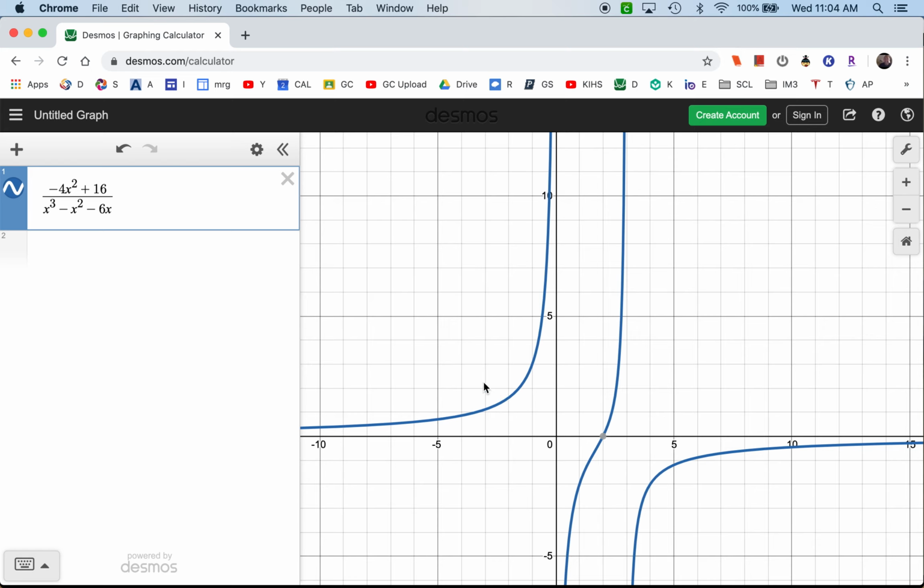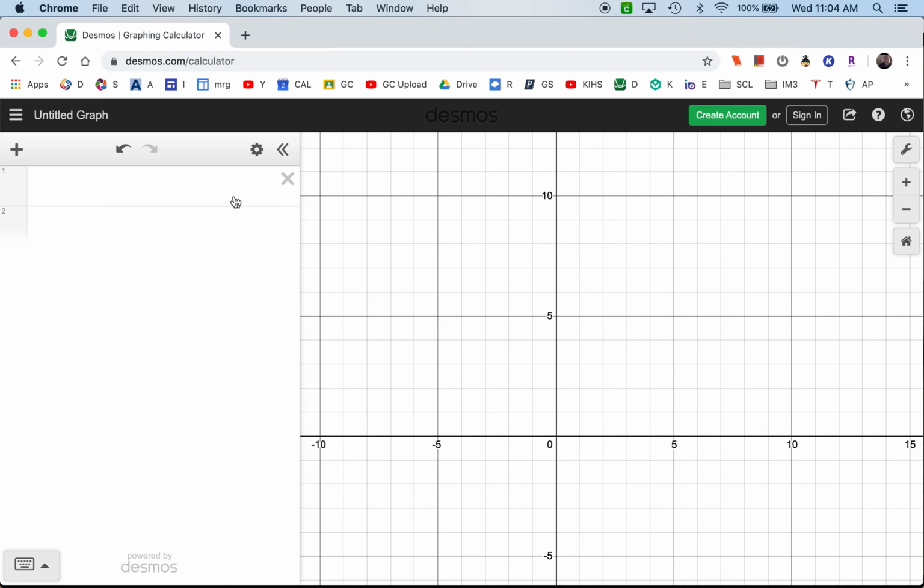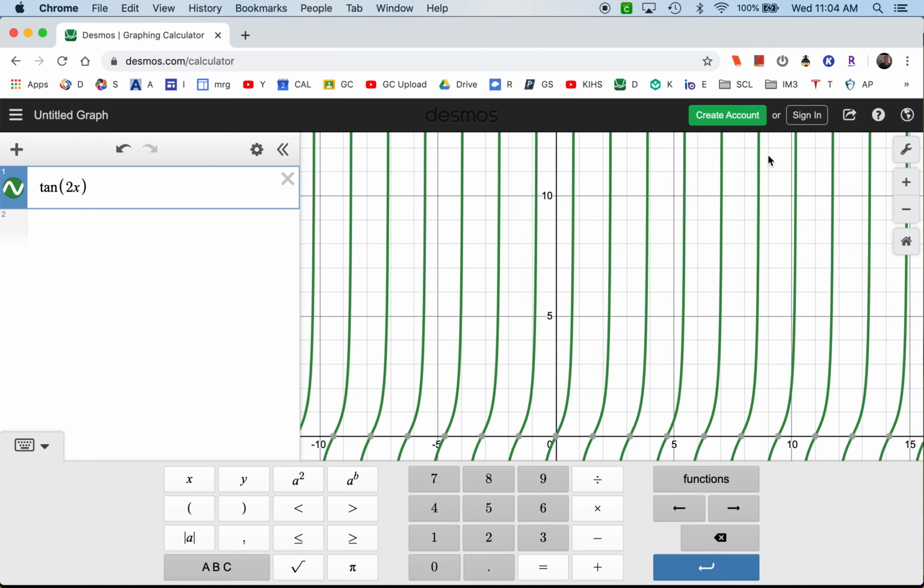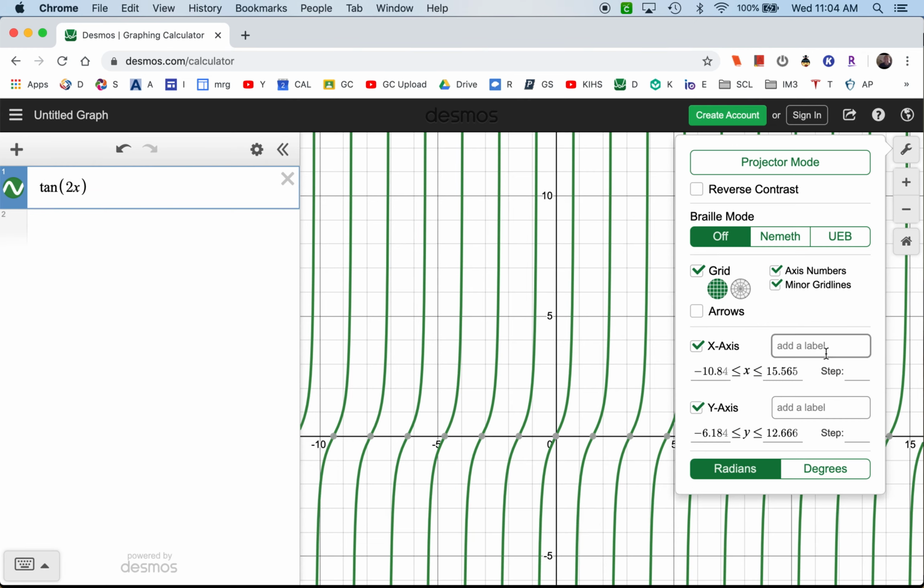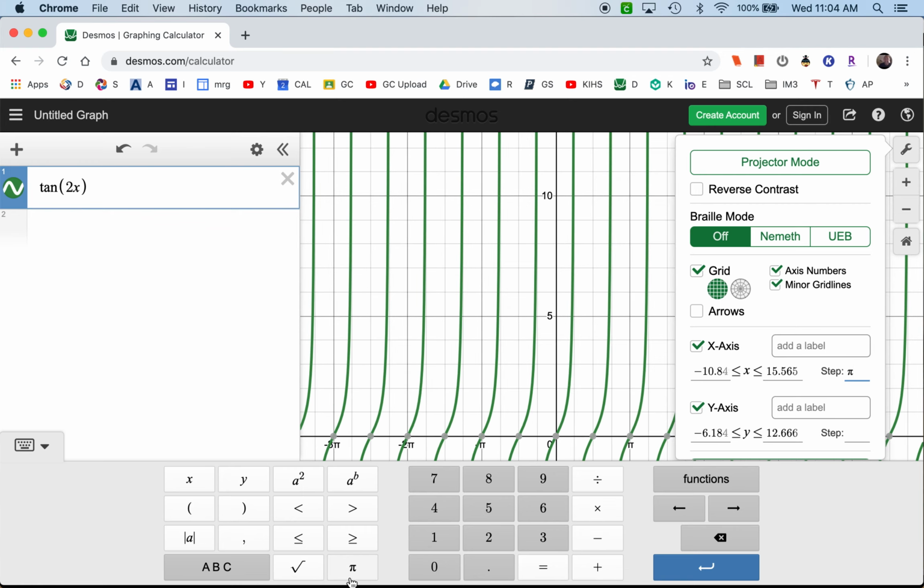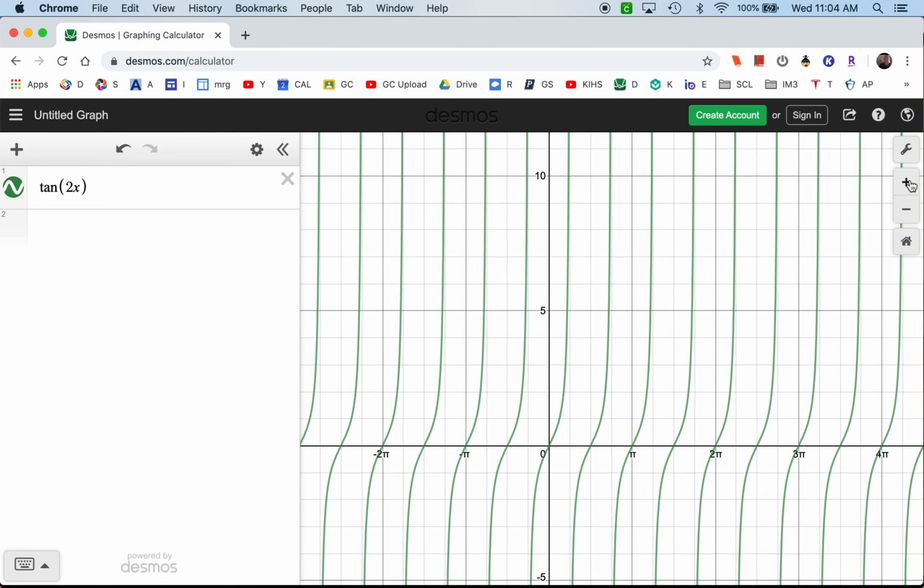All right, next one. This one is a trig one. So this is tangent 2x. I'm going to change the scale so I can see it better that way. So I'm going to change the step. In this case, it's pi over 4. So I'm just going to make it pi over 4 as my scale. And then I'll zoom in for what I need to zoom in on.